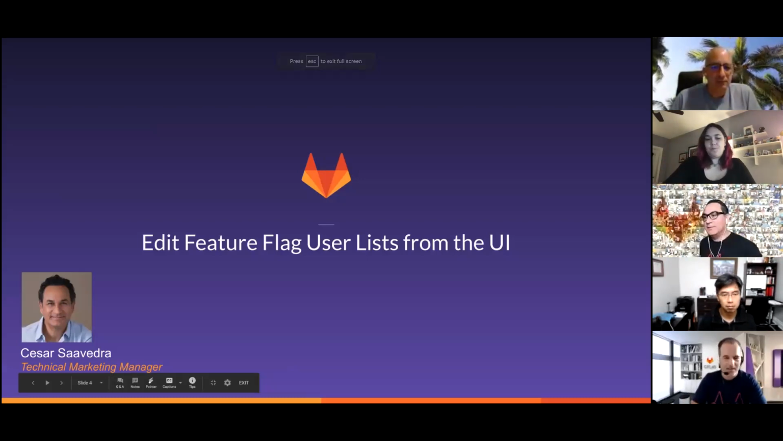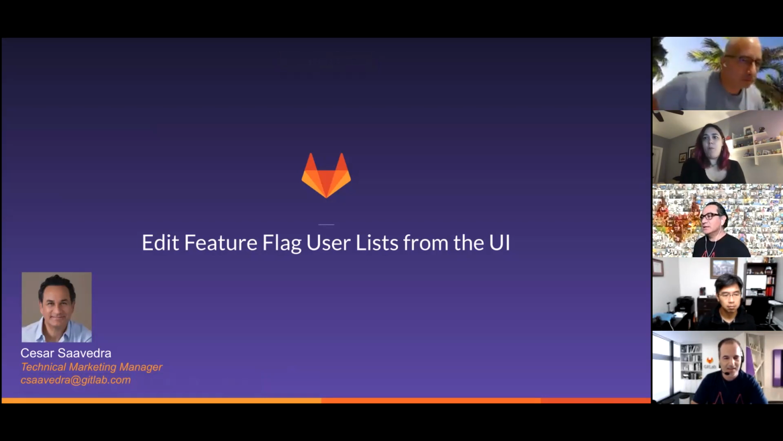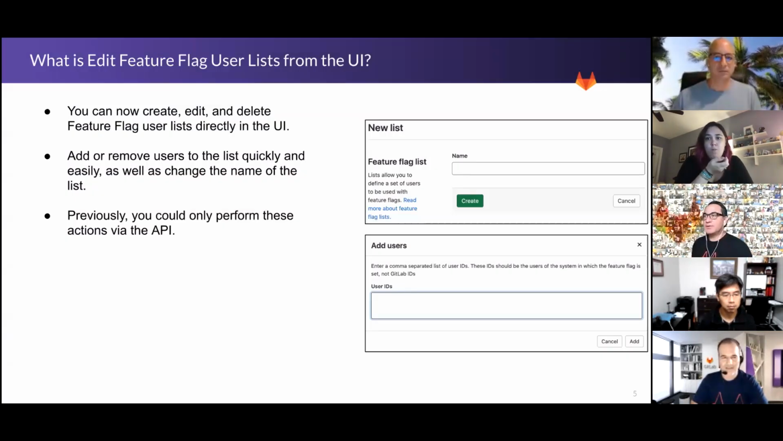Very good. Hello, my name is Cesar Saavedra. I'm a technical marketing manager here at GitLab. And in this short video, I'm going to be covering a new feature introduced in GitLab 13.3 called Edit Feature Flag Users List from the UI. Before 13.3, you could not create a list. This is brand new in 13.3. Now with this new feature, you can create and maintain lists of users that you can use in your feature flag strategies. You can add users, you can remove users, and manage those lists separate from the actual strategy.